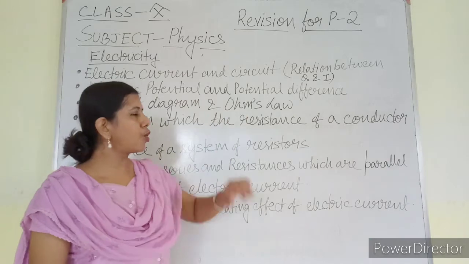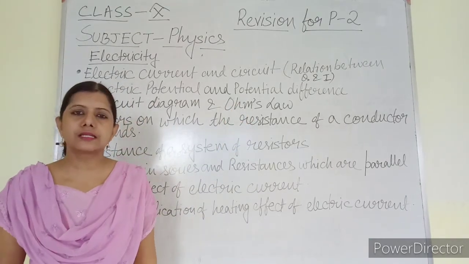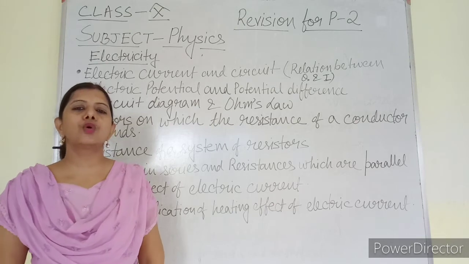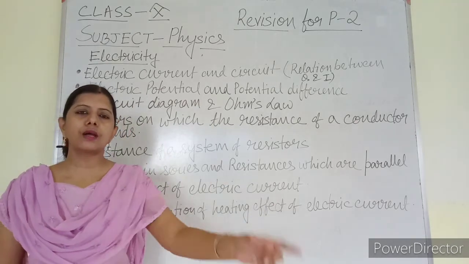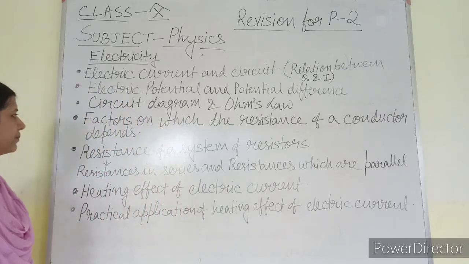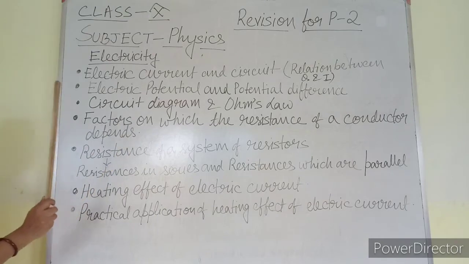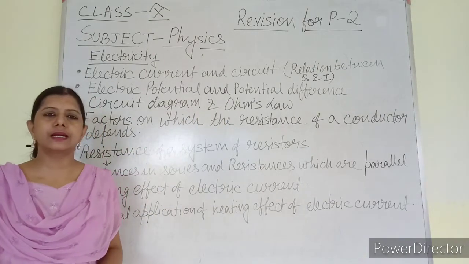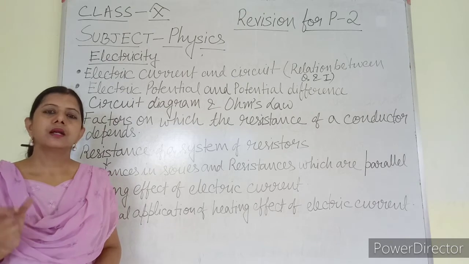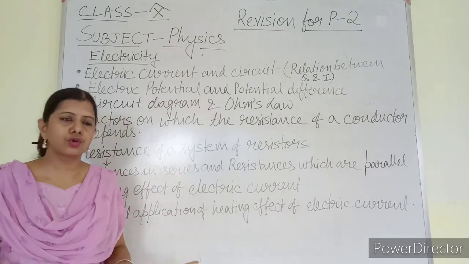And next is Ohm's law. This is the most important law in this chapter. Based on Ohm's law, so many numericals are there. So Ohm's law in detail you have to learn. Next, factors on which the resistance of a conductor depends. Before that, in Ohm's law you will study what is resistance. The definition of resistance, you will come to know while studying Ohm's law.